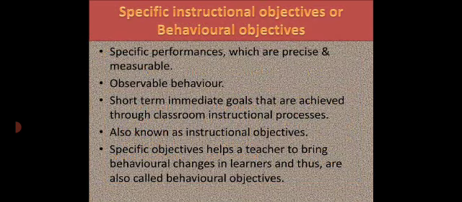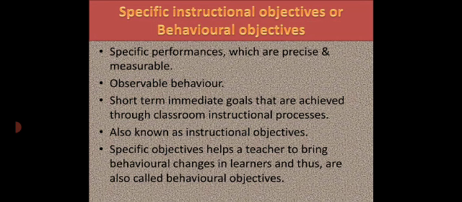Next, moving on to specific instructional objectives. Specific instructional objectives are precise and measurable. It is a short-term, immediate goal achieved through classroom purpose only, also known as the specific instructional objective, or specific outcomes of learning. It consists of statements defining the specific performance, which are precise and measurable.